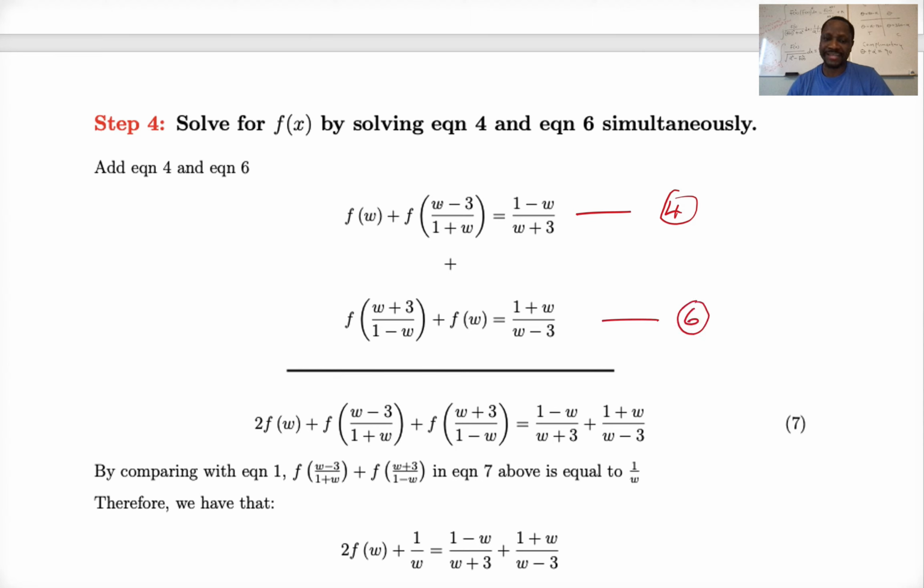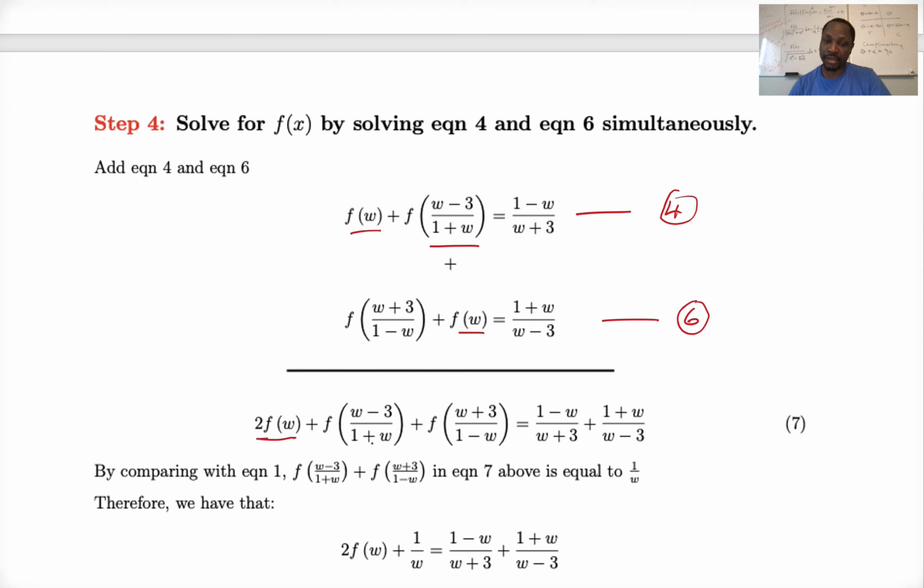Because I see that I have f of w here, f of w here, and I don't want them to cancel. If I subtract, f of w will cancel f of w. I don't want that to happen. So the only way to do it that makes the most sense is to add. If I add these two equations, this and this will add to give me 2f of w, and these terms will remain. Can you see?